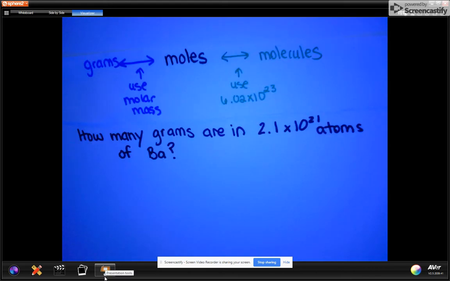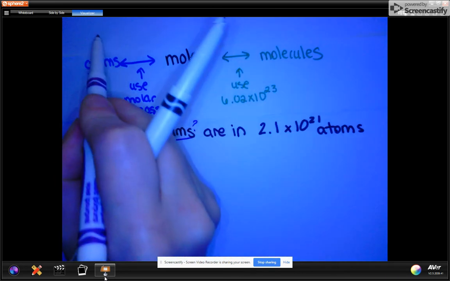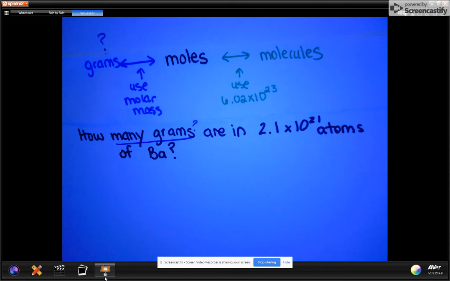All right, well, congratulations, because you are on the harder level question here. How many grams are in 2.1 times 10 to the 21st atoms of Ba, barium? The reason this is a higher level is because it's actually 2 steps. So how many grams? That's what I'm looking for. Are in 2.1 times 10 to the 21 atoms.